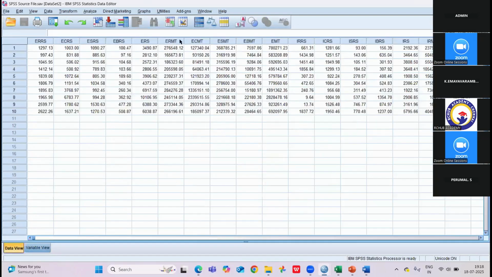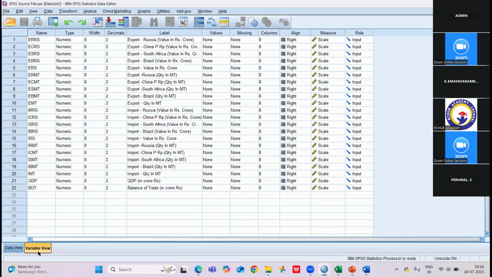These are the values. I wanted to know how much agricultural product has been exported to Russia in terms of rupees. I have the data for the past 10 years, and for this I'm going to perform descriptive statistics.